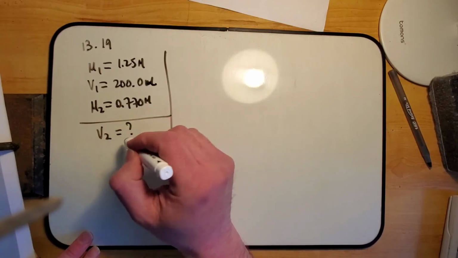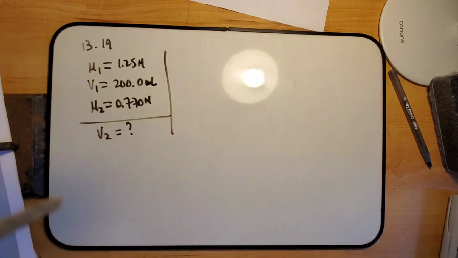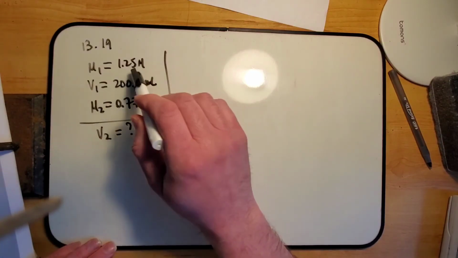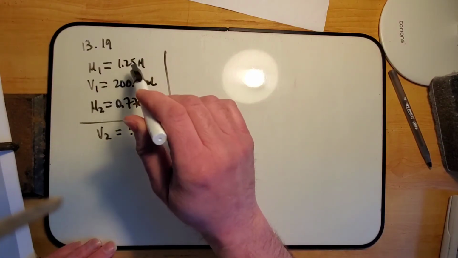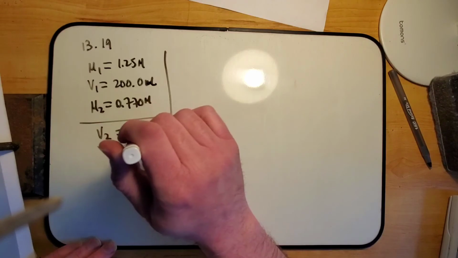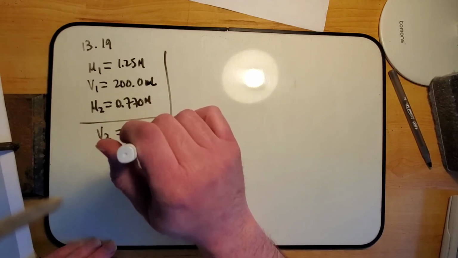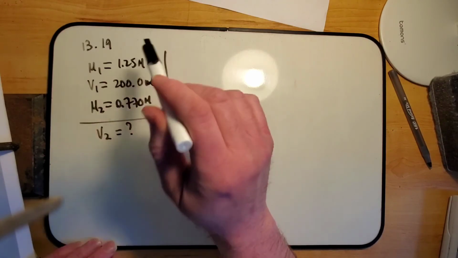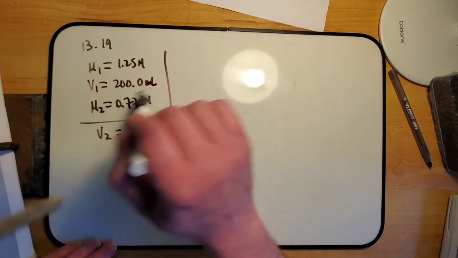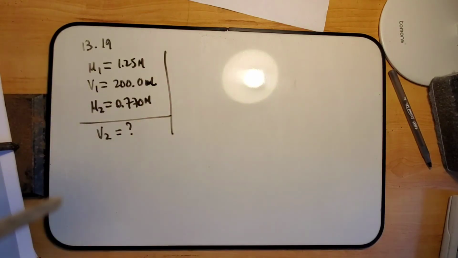And then again, if it were just the preparation of the diluted solution in a different flask, I would have just found the V2. But here, I already have some volume, 200 ml. So they want me to figure out how much water I will have to add to make the solution in this same container. So let's see how this is done.